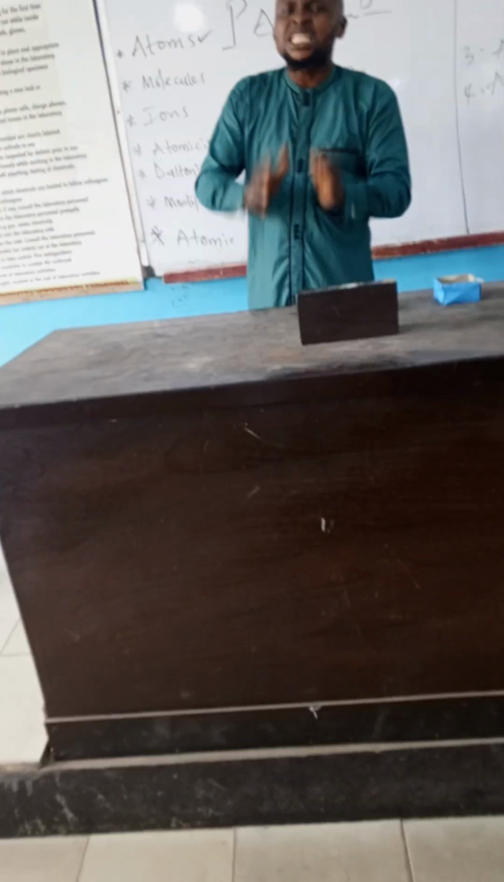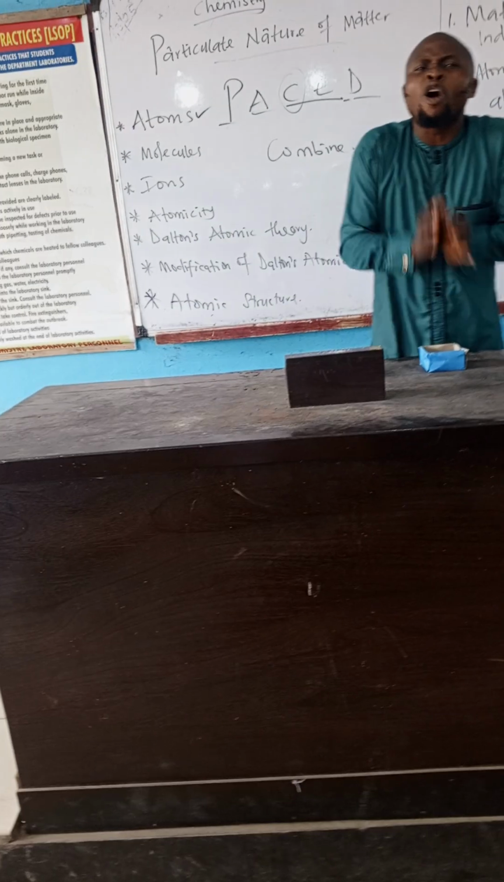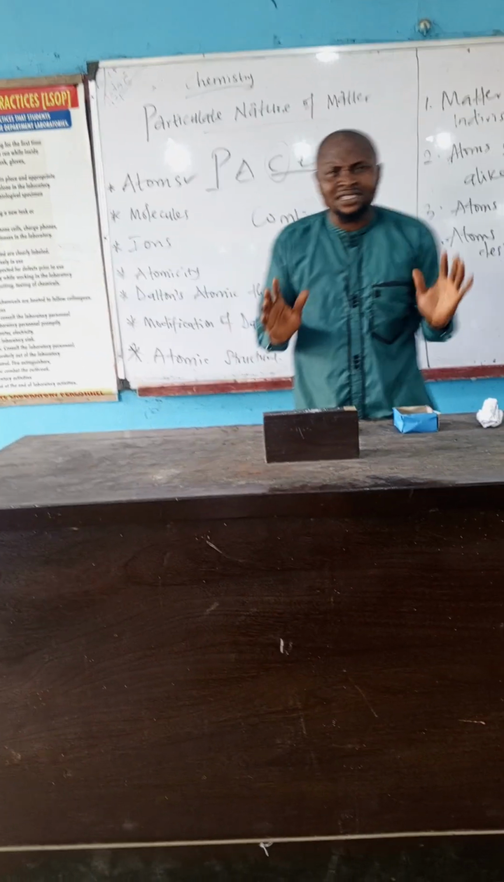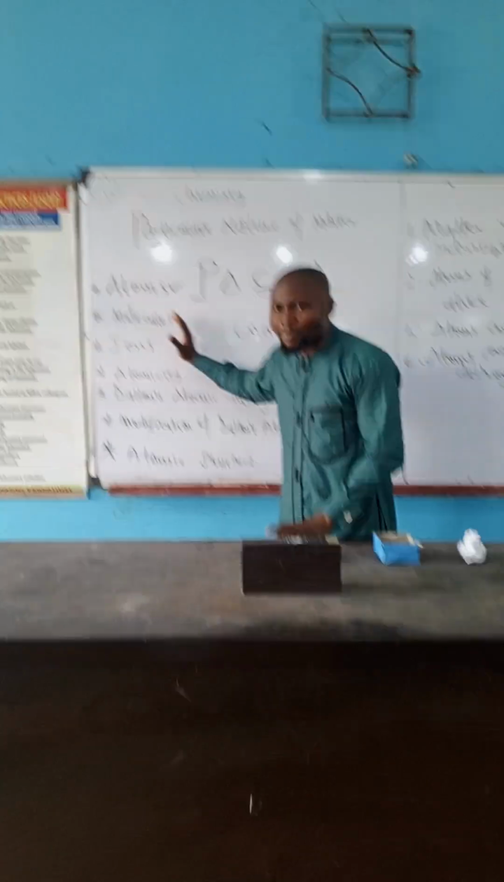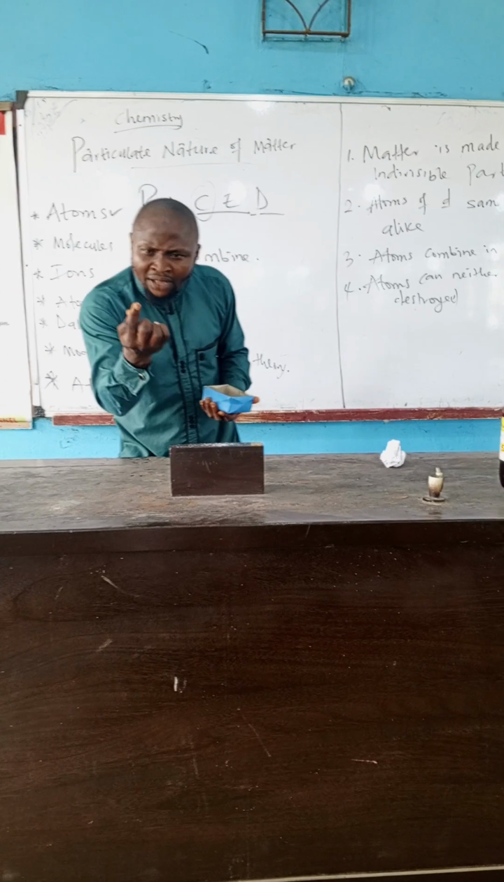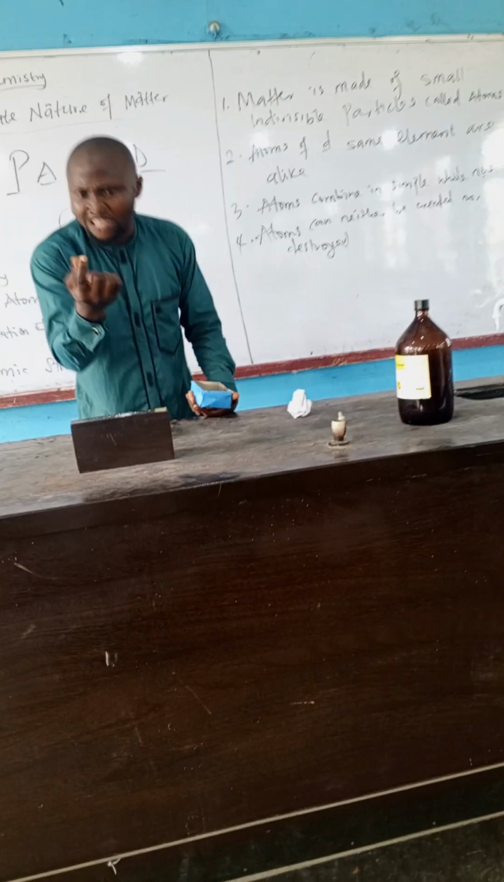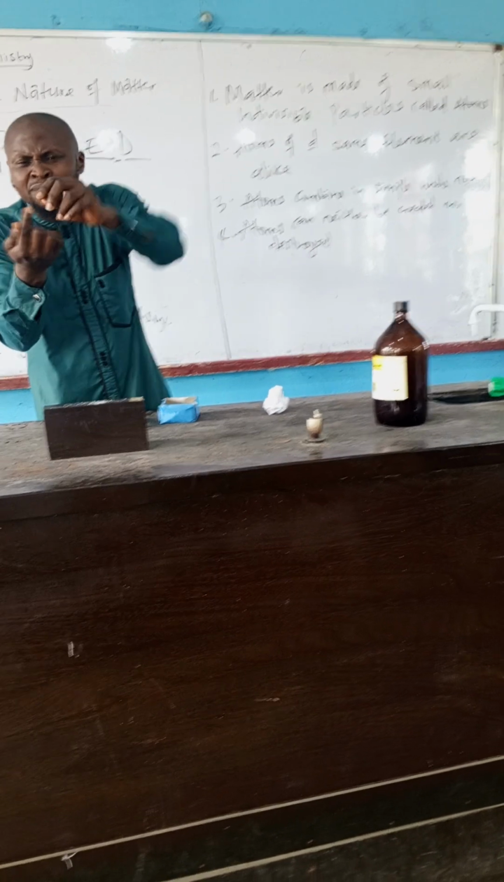For molecules, molecules are the smallest particles of a compound that are capable of independent existence. They are capable, it simply means that this atom here actually is the smallest indivisible particle, but it cannot exist on its own, it doesn't make sense.